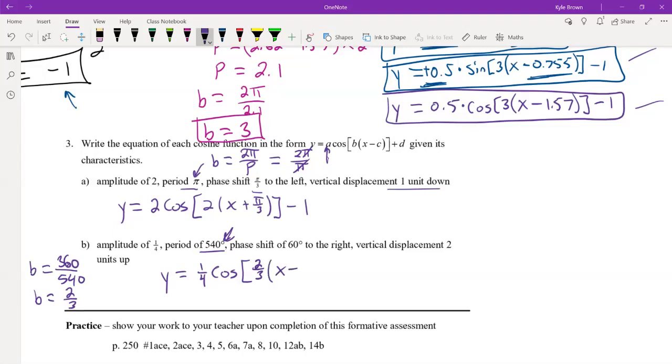x, and then a shift of 60 to the right, so minus 60. And then plus 2. Vertical displacement of 2 up, so plus 2. So there you go. And we're done.